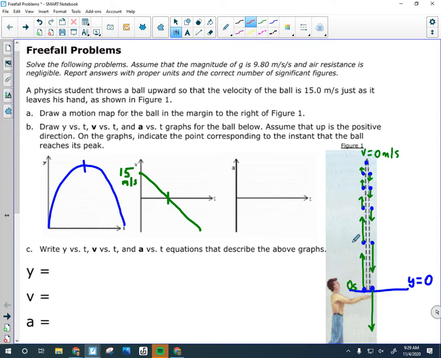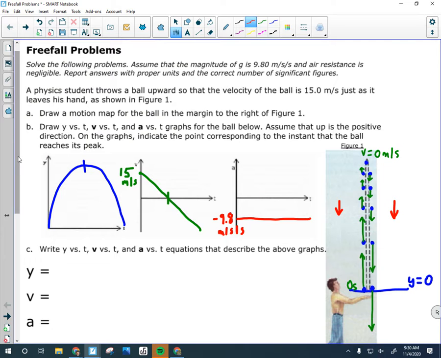In our motion map, on the way up, it's moving up, but it's slowing down. So the acceleration is downward for the first half of the flight. And then on the way back down, the velocity is increasing downward, so the acceleration is still downward. What I'm saying is the acceleration is never upward. Even though some of the motion is upward, the acceleration is always in the downward direction. So this acceleration we would expect to be steady and negative, and specifically at negative 9.8 meters per second per second. So we didn't graph that in the lab, but that's what the acceleration graph would have looked like.